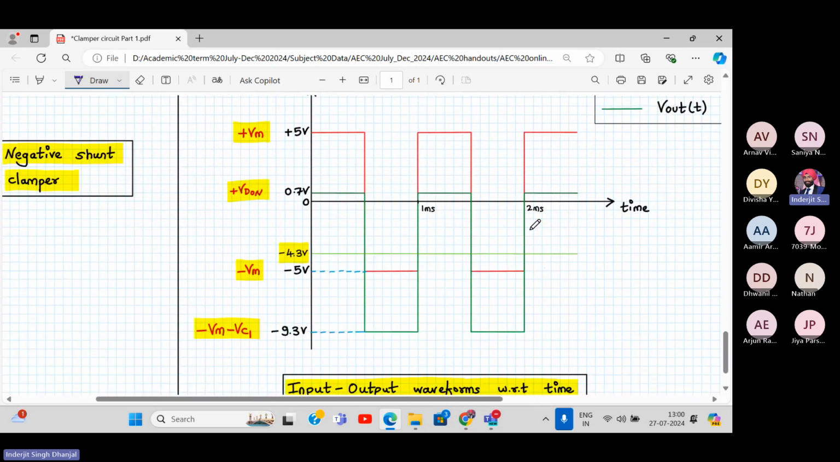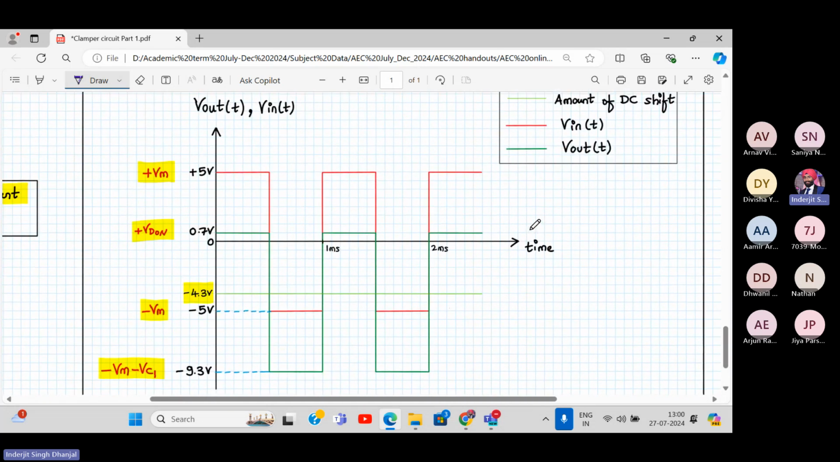So over here, this is my input and output waveform. My input waveform is red in color. My output waveform is green. So for the positive half cycle, the output remains at 0.7. For the negative half cycle, it remains at minus 9.3. So if you add these two quantities, it is 10 volt only, 10 volt peak to peak. It's just that it's shifted down.